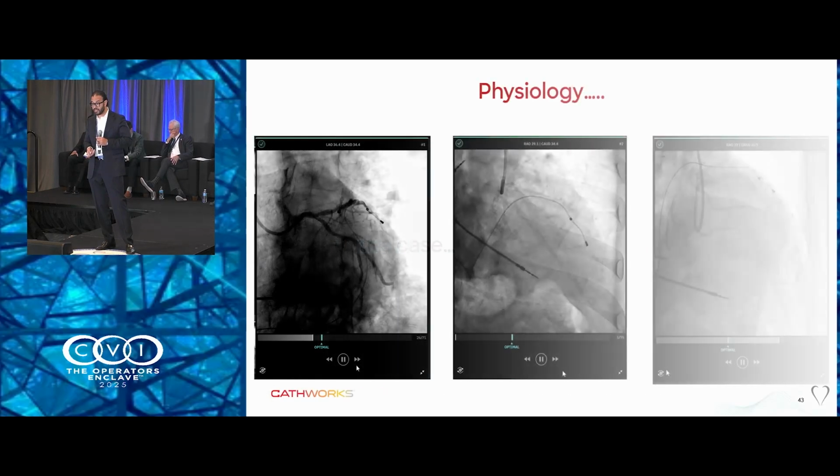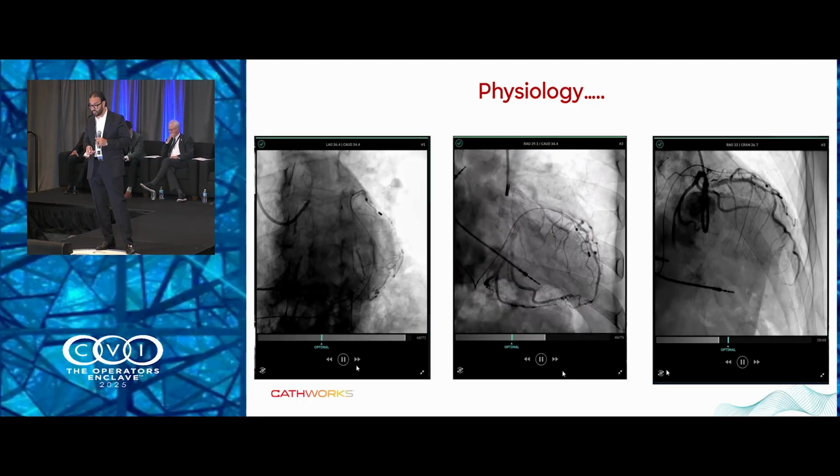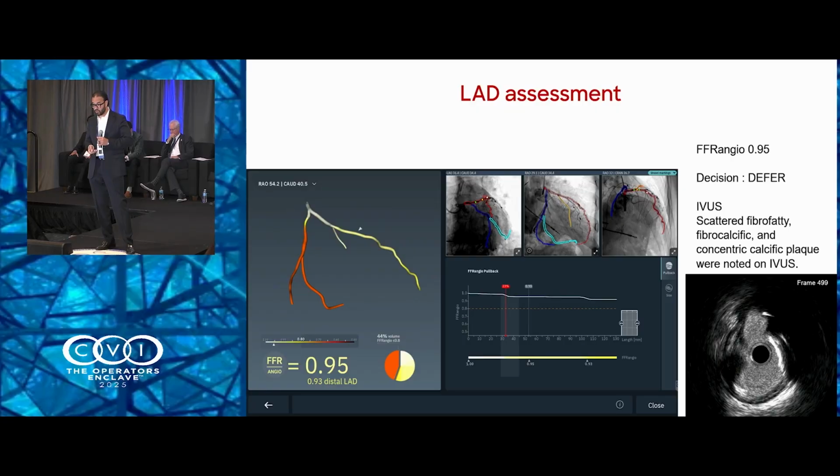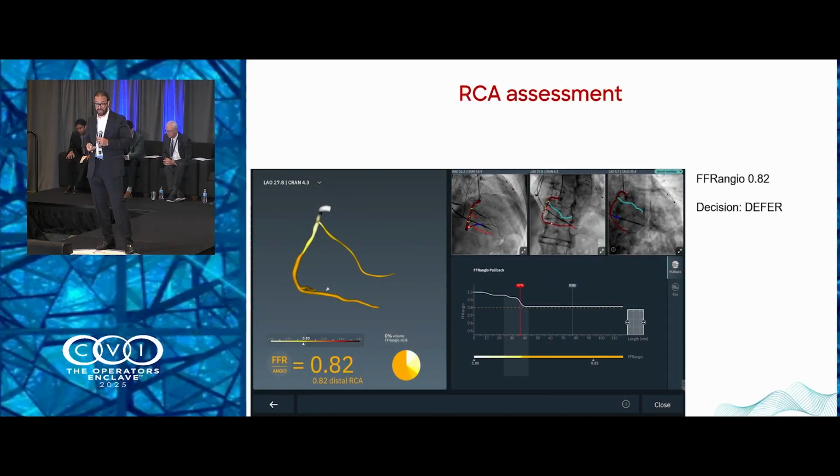So back to the case, this is the patient that we assessed. We've obviously taken our three angiograms. This is using the CathWorks FFR Angio system. We've assessed the LAD, which appeared to be the tightest, and actually it was 0.95, so it was safe to defer in this case. We've done an assessment also on the RCA, which had some moderate disease as well, and it was 0.82, so we felt we would defer as well.